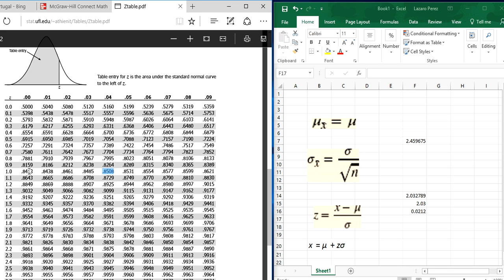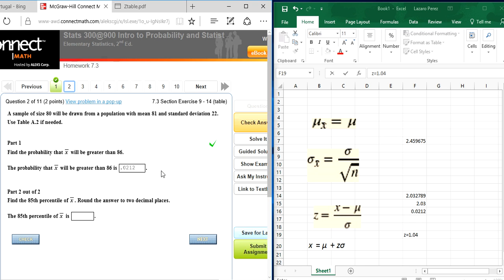The z-score of that is 1.04. Let's go ahead and write that down: z equals 1.04. Now find the value of the 80th percentile.